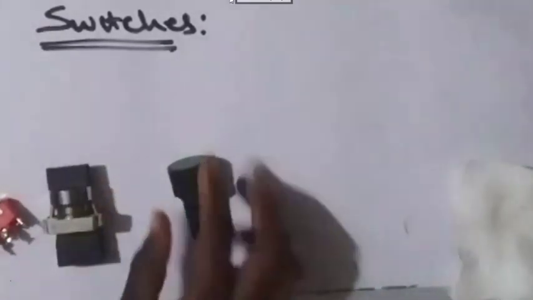This is an example of a switch. This is an example of another switch. This is a switch. So I call the push button a switch also. This one has 3 terminals. This one has 2 terminals, 1 and 2. So this one has 2 terminals, 1 and 2.